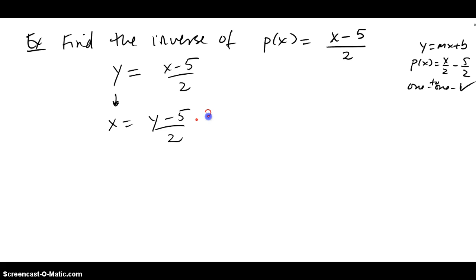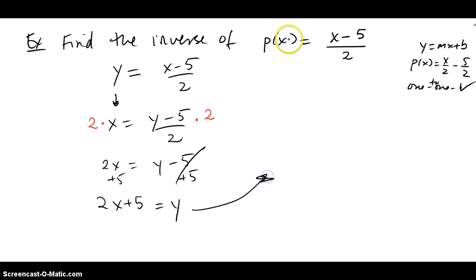So multiply both sides by 2 to get rid of the fraction. 2x equals y minus 5. We're almost there. Add 5 to both sides, so we've got y equals 2x plus 5, and I'm going to call this my inverse function. So p inverse of x is 2x plus 5.